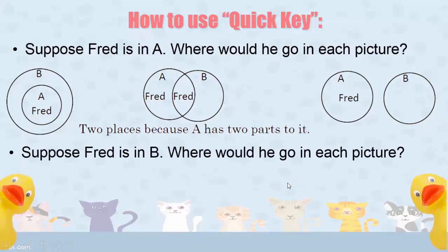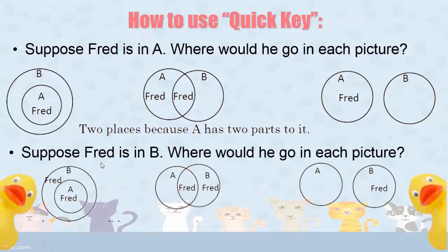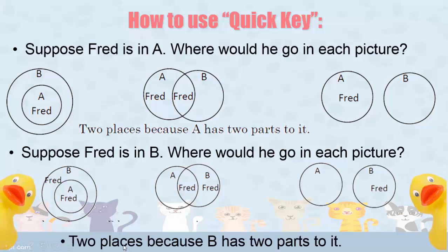Now let's suppose Fred is in B. Well, where would he go in each picture? Fred is an animal, and we don't know exactly what Fred is in B, so he could be in A or B. Fred, like before, could be in the intersection, or he can be outside of the intersection. And here, similarly, Fred can be in the set here, but it does not intersect there. It turns out that he could be in two places because B has two parts to it.